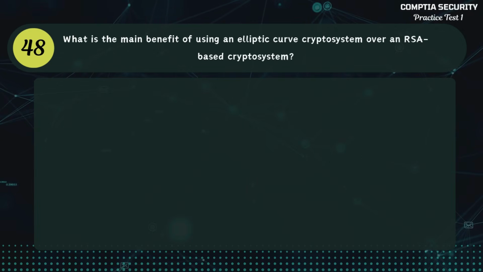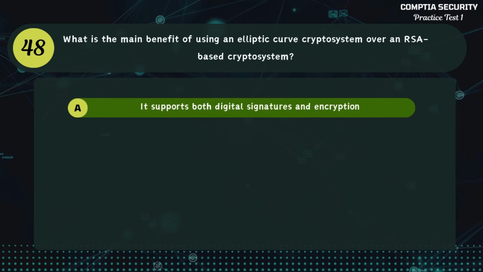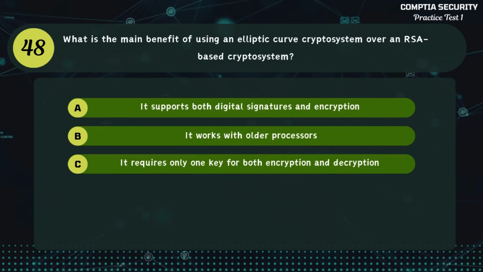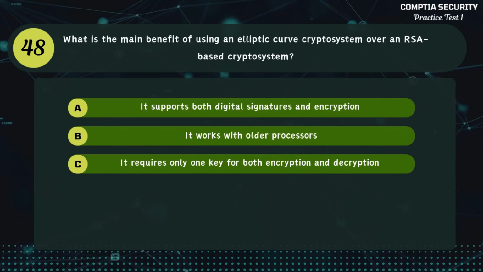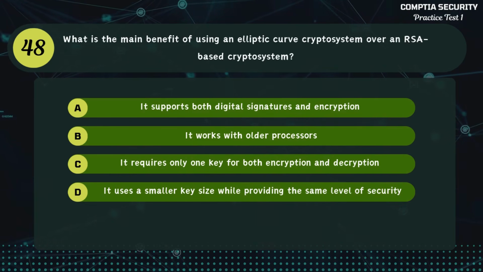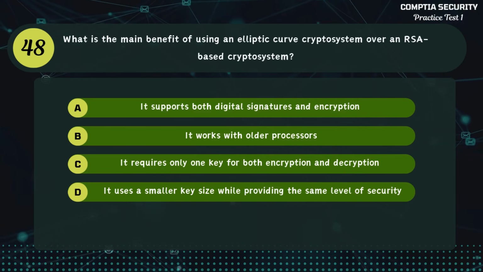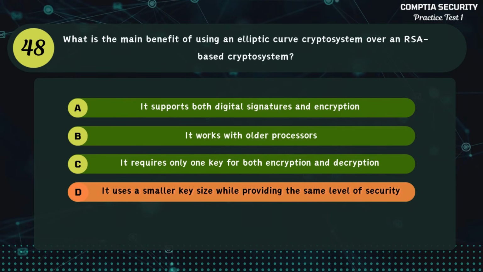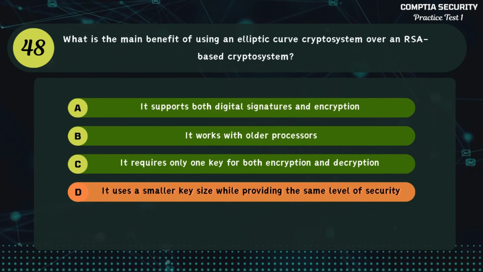Question 48. What is the main benefit of using an elliptic curve crypto system over an RSA-based crypto system? A. It supports both digital signatures and encryption. B. It works with older processors. C. It requires only one key for both encryption and decryption. D. It uses a smaller key size while providing the same level of security. Correct answer D. It uses a smaller key size while providing the same level of security.